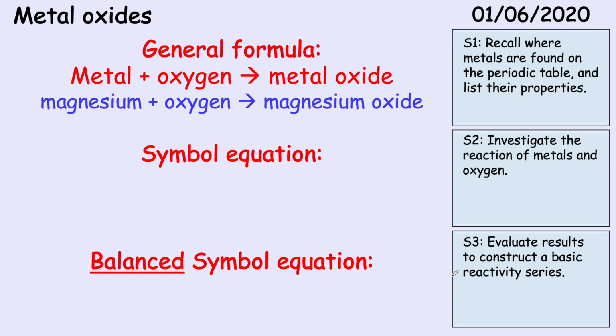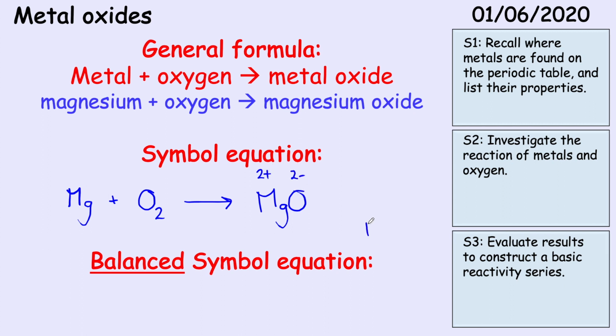Now the symbol equation would be magnesium, so Mg, remember capital M, little g, plus oxygen. Now oxygen's diatomic, so it actually exists as O2. Then the arrow, and we have to write magnesium oxide, and that's MgO. And the reason it's MgO and not MgO2 has been explained in a previous video. But just to go through the basics, it's MgO so that the charges balance. Magnesium forms a 2+ ion and oxygen a 2− ion.